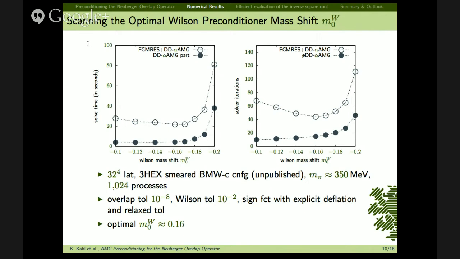Well, this is what you see, right? You have to be fairly close to this, near this, to get a good performance, but you should not overdo it. You should not shift too far. That's kind of what these plots tell you.